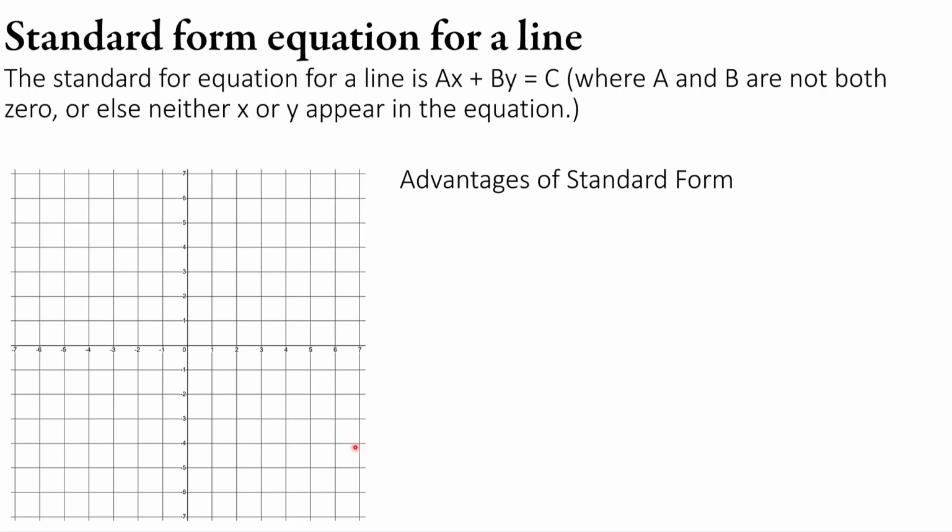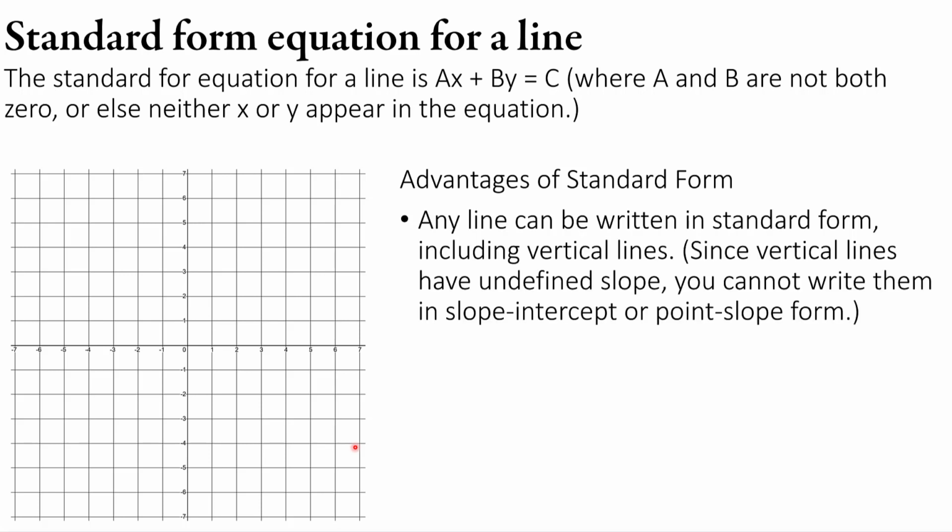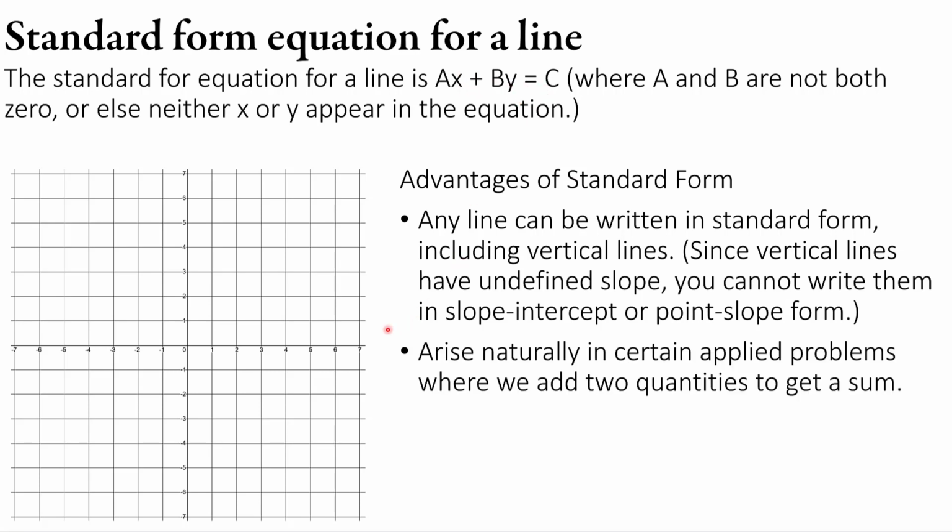So, advantages of standard form lines. One is any line can be written in standard form, including vertical lines. We more typically use slope-intercept or point-slope form for lines, but since vertical lines have no slope, their slope is undefined, we actually can't write vertical lines using slope-intercept or point-slope form. But any line, including a vertical line, can be written in standard form. Another advantage of standard form is that they arise naturally in certain sorts of applied problems where we add two quantities computed using a rate to get a sum. We'll see some of those in the example videos.